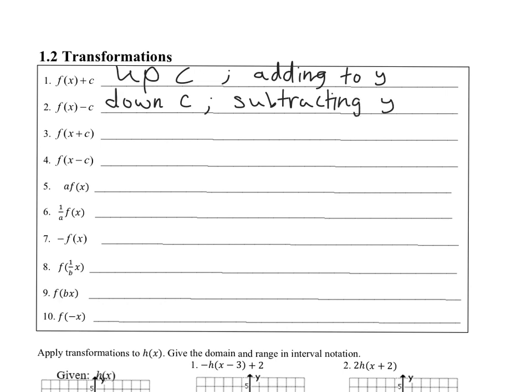Now the inside, so say that C jumps inside of the parentheses. That is actually telling us that we're going to be going to the left C. I know in our head it makes us think we should be going to the right because it's a plus, but this x value, when it's inside the parentheses, is a liar. It lies to us. So when you see x plus c, that means you're going to the left. That means we're going to be subtracting not our y, but actually our x.